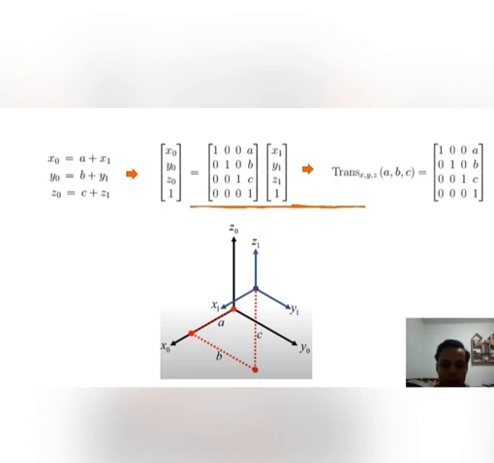This matrix that is formed, 4 by 4, is the relation matrix, while the three translation parameters will be the three axes.